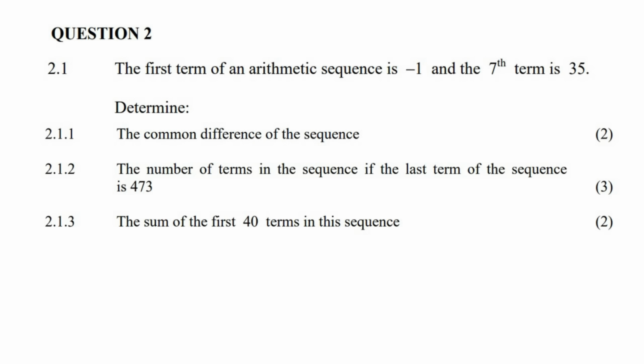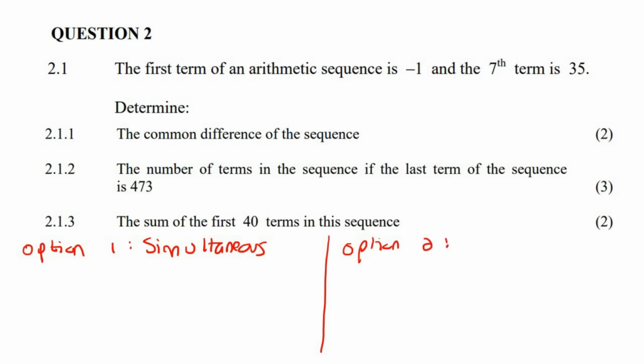The first term of an arithmetic sequence is negative 1 and the seventh term is 35. Determine the common difference. There are two ways that students like to do this question. Option 1, we'll use some type of simultaneous approach. And option number 2 is we'll use the jump method. I'll call it the jump method.